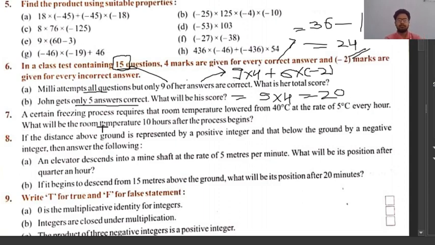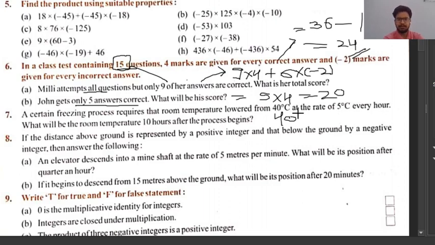Now, question number 7. See now, question number 7. A certain freezing process requires that the room temperature be lowered from 40 degrees Celsius. Okay. Room temperature how much? 40 degrees Celsius. Yes, it's all right. Our room temperature is 40 degrees Celsius. Okay. Now, at the rate of 5 degrees Celsius every hour.